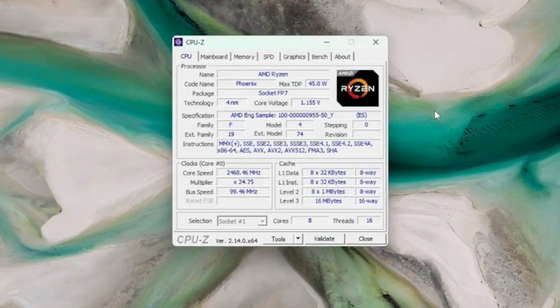Okay, so here we are in CPU-Z. You see a max TDP of 45 watts for this chip. You will notice this is an engineering sample, but we still get 8 cores, 16 threads, which is what we're looking for from this CPU.